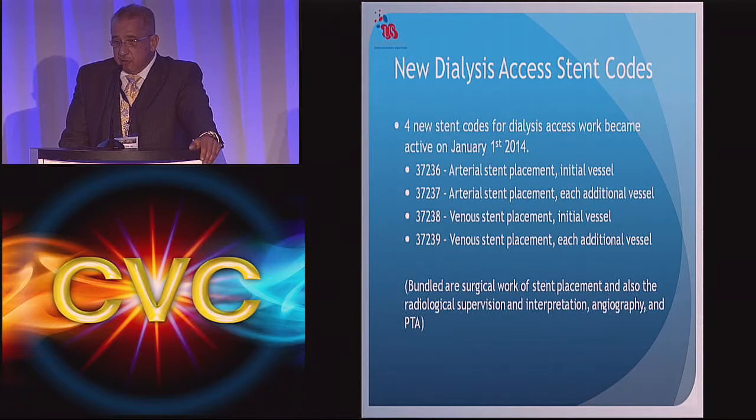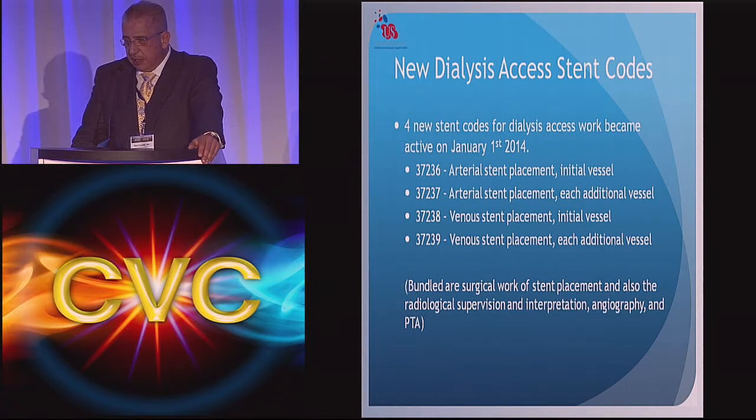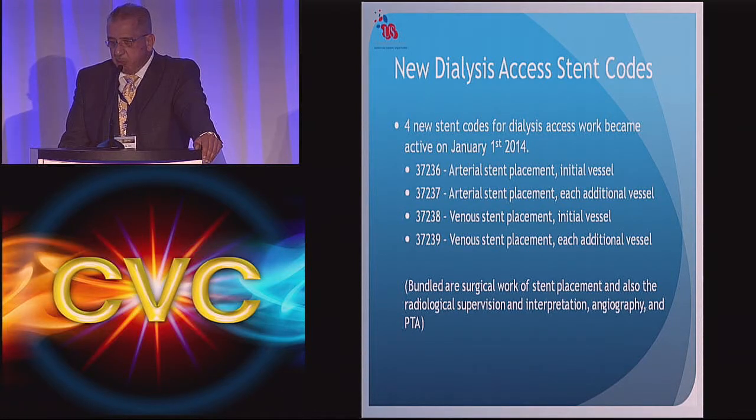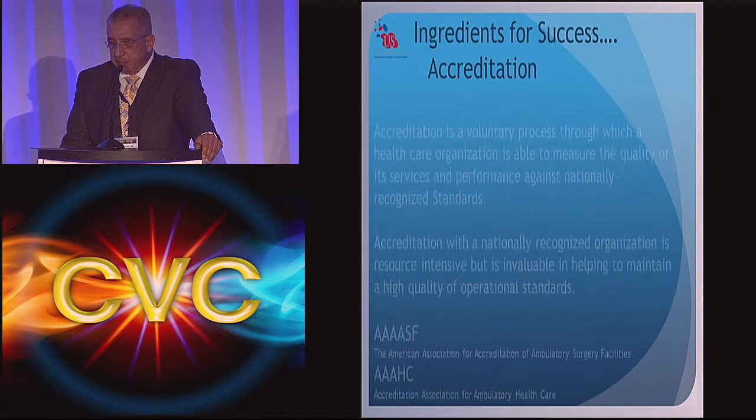Now there are four new dialysis codes, two for arterial and two for venous. These are the codes if you're interested. They bundle the surgical work of stent placement and also the radiological supervision and interpretation. Angiography and PTA are being bundled into this.